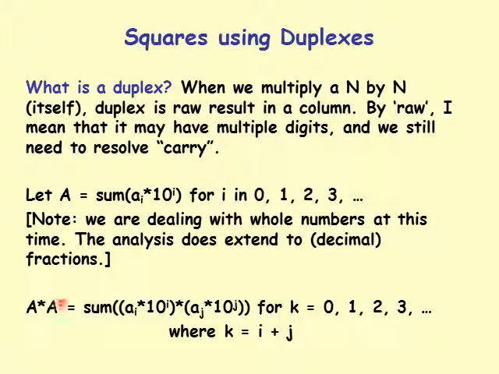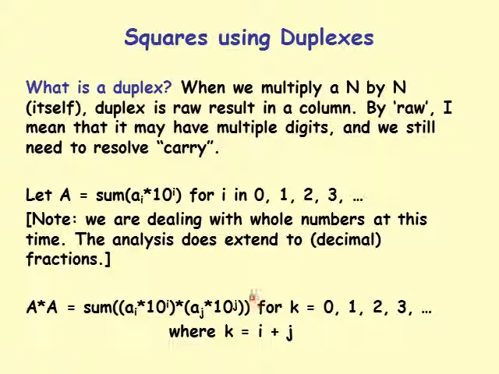Let's continue here. So A times A, we will be multiplying one A by another A, and in the multiplication we multiply one digit from the multiplicand by another digit from the multiplier. A digit is ai, and the place value of that is given by 10 to the power i. Here the coefficient value of that digit is aj, that's its nominal value, and the place value multiplier is 10 to the power j.